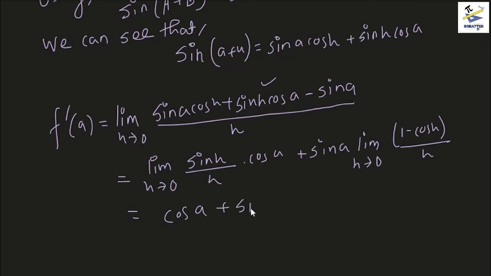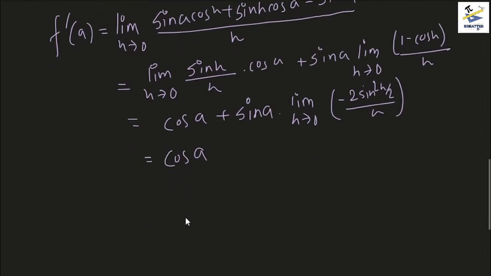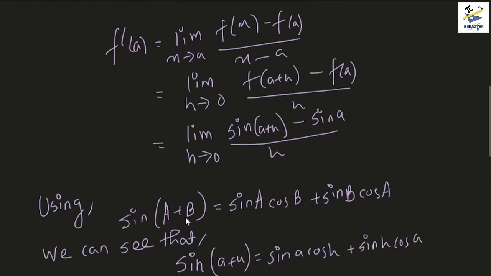And the next one, sin a into, now we first use the formula for 1 minus cos theta equals 2 sin square theta by 2. So using that formula it becomes minus 2 sin square h by 2 by h, and this limit goes to 0, because if it was sin h by 2 we could have found the answer, but since it is sin square h by 2 it goes to 0. So the answer is cos of a. So the derivative of sin of x at the point a is cos of a, right?